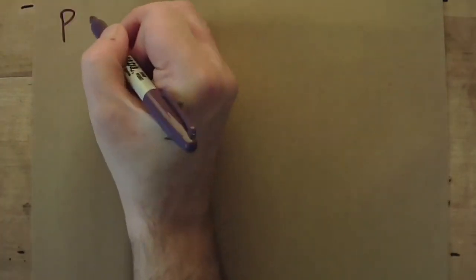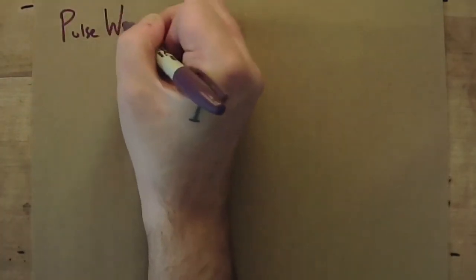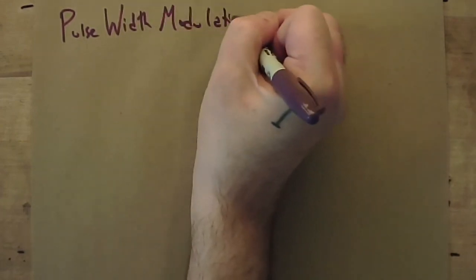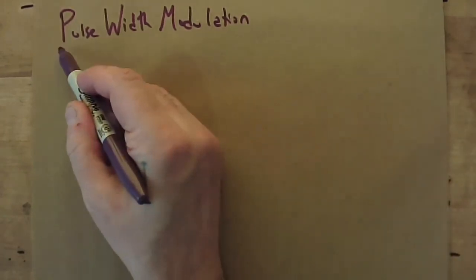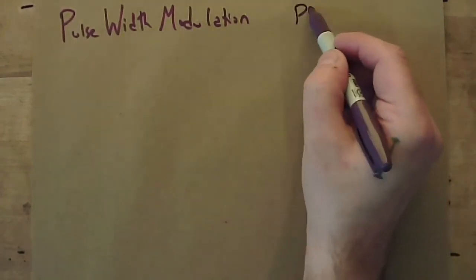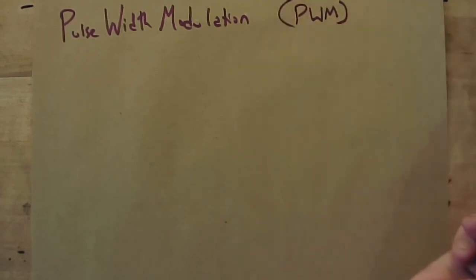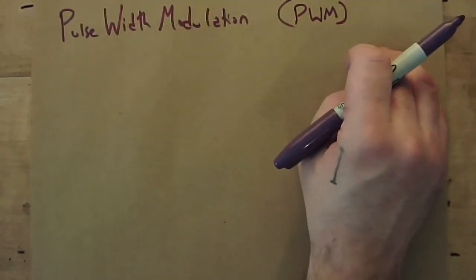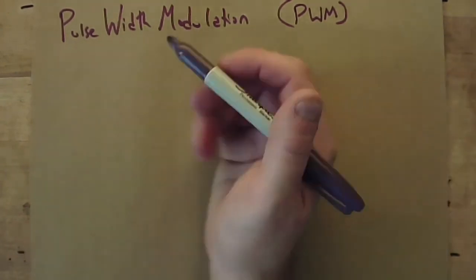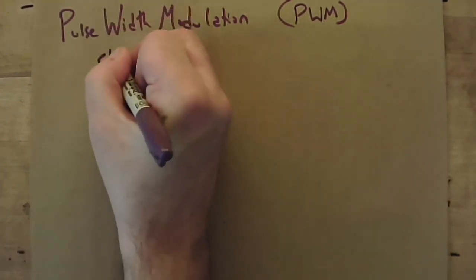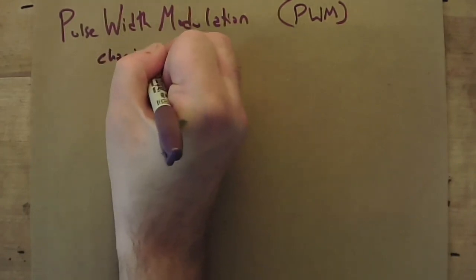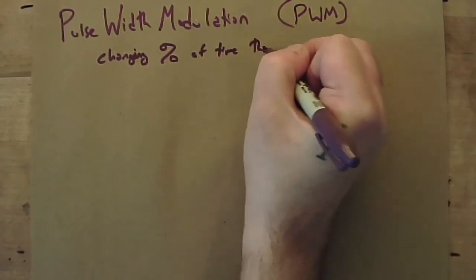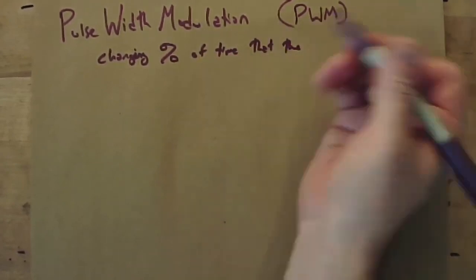So big P, pulse width modulation, or PWM. Pulse width modulation is changing the percentage of time that that power is being supplied.